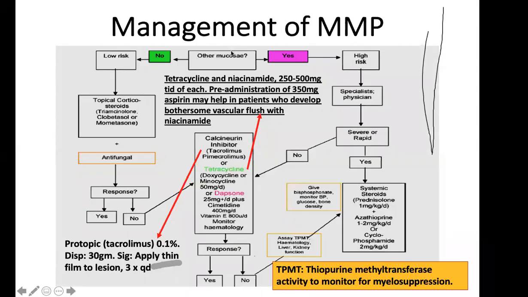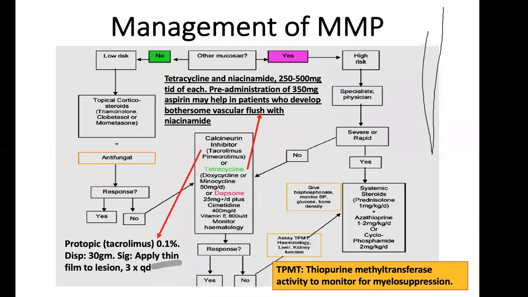So management of mucous membrane pemphigoid, if other mucous membranes are not affected, we categorize that as a low risk condition, and we put the patients on topical steroids. And so I don't do this. I prefer actually putting the patients on tetracycline with niacinamide. That's my prescription in the middle in bold and underlined over there.